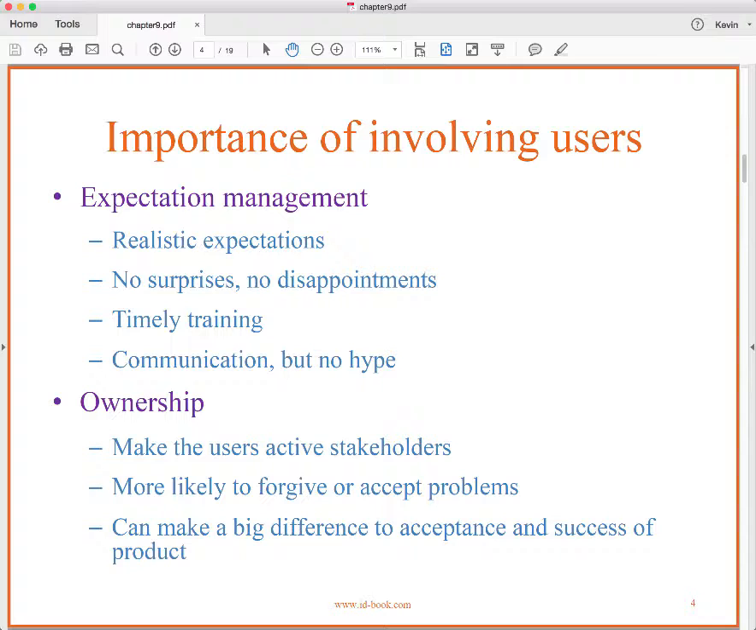So if we're going to do user-centered design, we're going to have to involve users. Okay. And again, what are we designing? Well, we are designing interactive systems and devices. Okay. So these are people who will use the systems and/or the devices. There are a couple of things that we want to get done in managing a relationship with this body of users. One is expectation management, and the other is cultivating a sense of ownership.